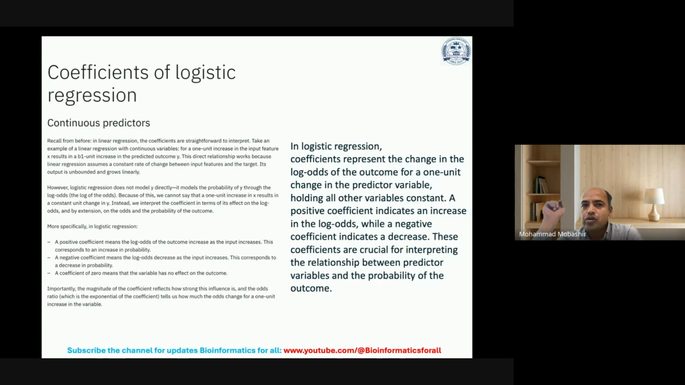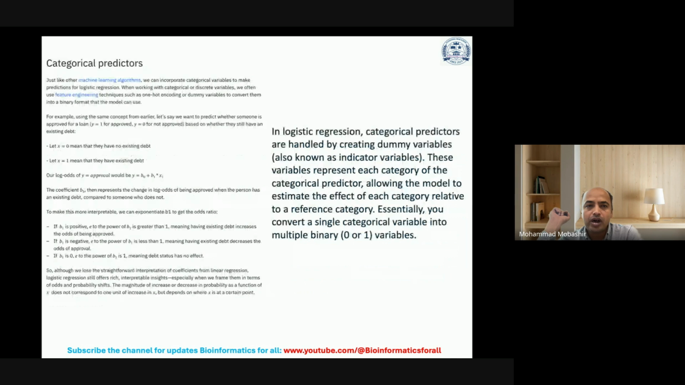Then it comes to the coefficients of the logistic regression. Coefficients represent the change in the log odds of the outcome for a 1 unit change in the predictor variable, holding all other variables constant. A positive coefficient indicates an increase in the log odds, while a negative coefficient indicates a decrease. These coefficients are crucial for interpreting the relationship between predictor variables and the probability of the outcome.